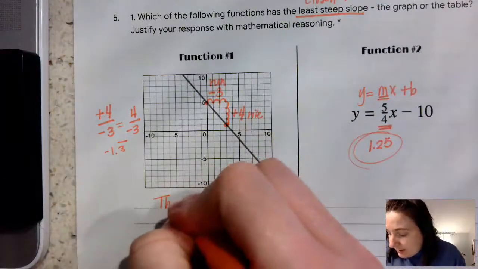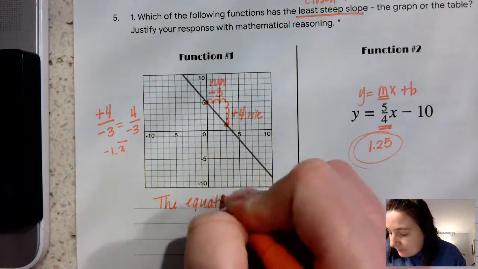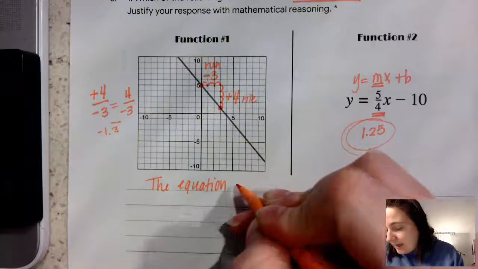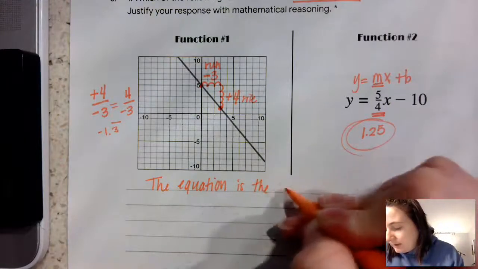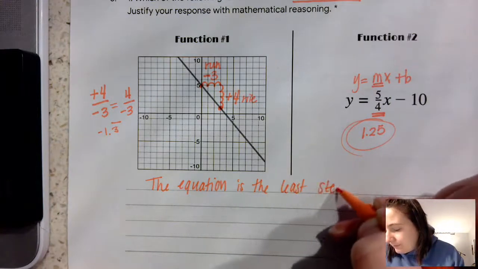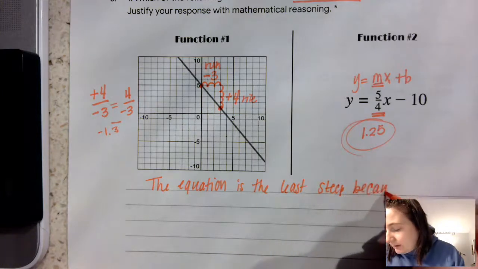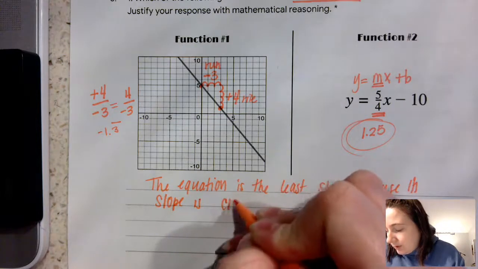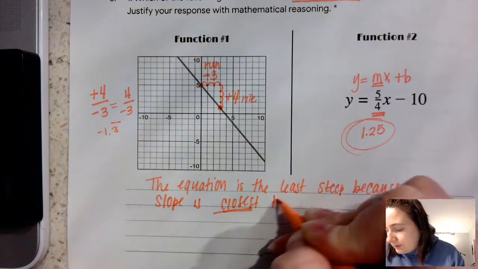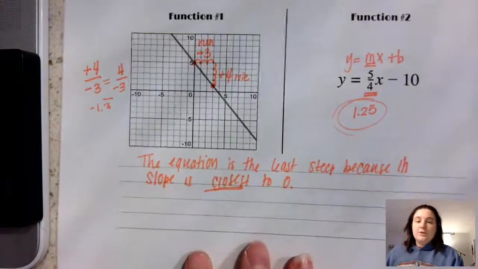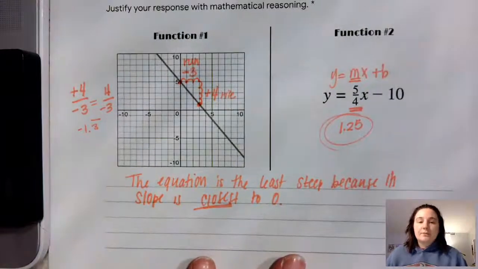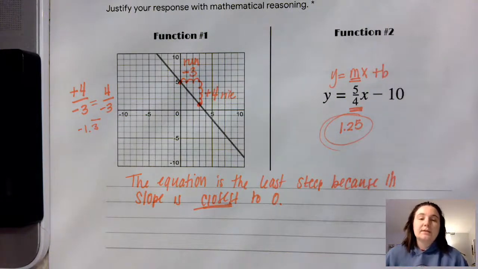So I'm going to say the equation, and it said to justify with mathematical reasoning, and I'm going to say the equation is the least steep because its slope is closest to 0. And so the justification is always the distance from 0. So if you are trying to explain yourself, you just have to use the distance to be able to say this is the steepest or this is the least steep because of this.